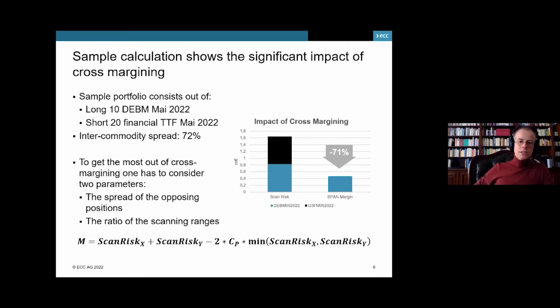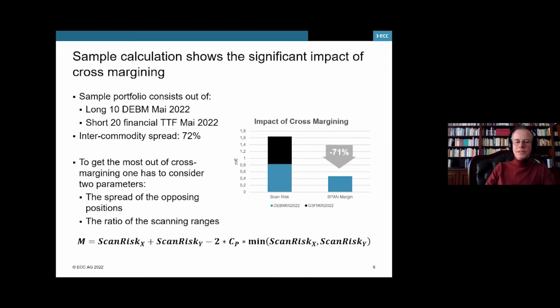Here you can see a sample calculation. It's essentially the same portfolio I showed before. It's German baseload power, here the front month, against TTF gas. I used the financial contracts. And you can see by having both these contracts, one long, one short, you can reduce the initial margin by 71% compared to the scan risk alone. How do you calculate the 71%?